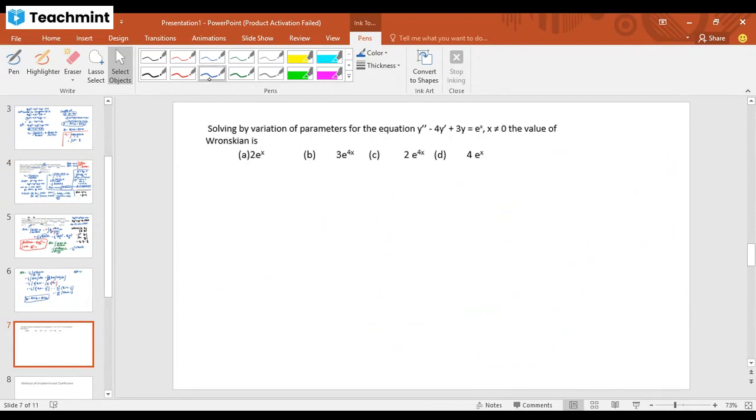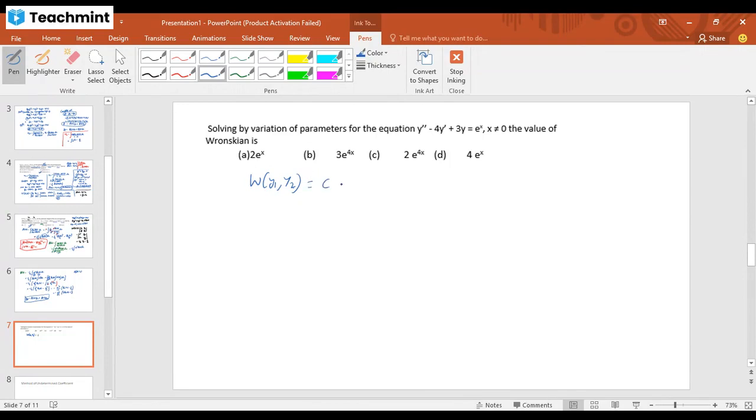The question is solving by method of variation of parameters. What is the value of Wronskian? So we know that in the method of variation of parameter, what is Wronskian? Wronskian is basically a function of y1 and y2. Although in the last lecture class we have discussed that we can get a formula using Abel's formula, we can calculate the value of Wronskian.